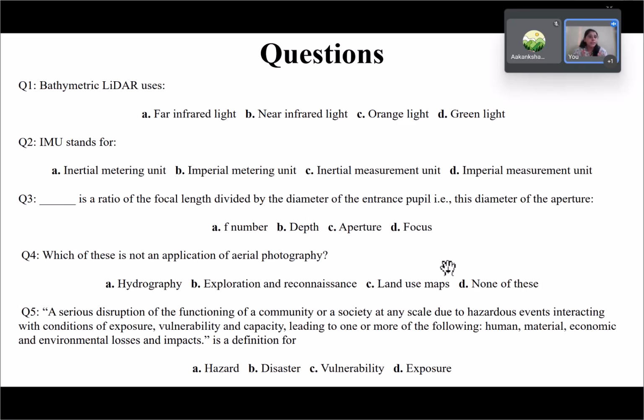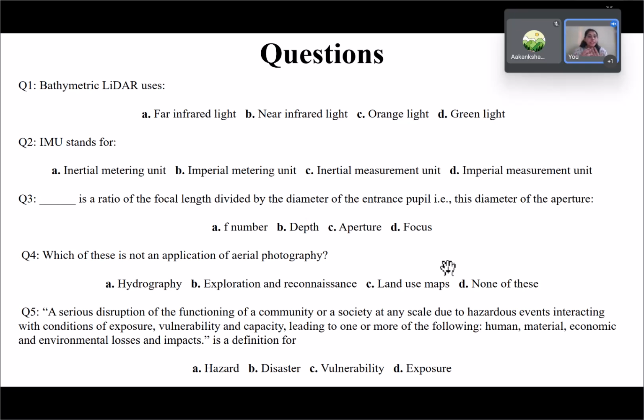If you're doing it when you are revising, you can of course pause and then answer this for yourself and then come back and check. These questions, as always, have questions from previous year's assignments, previous year's exams, and some new questions. Okay, so the first one is bathymetric lidar, which we have discussed, which is for looking at the sea floor. What kind of light does that use?